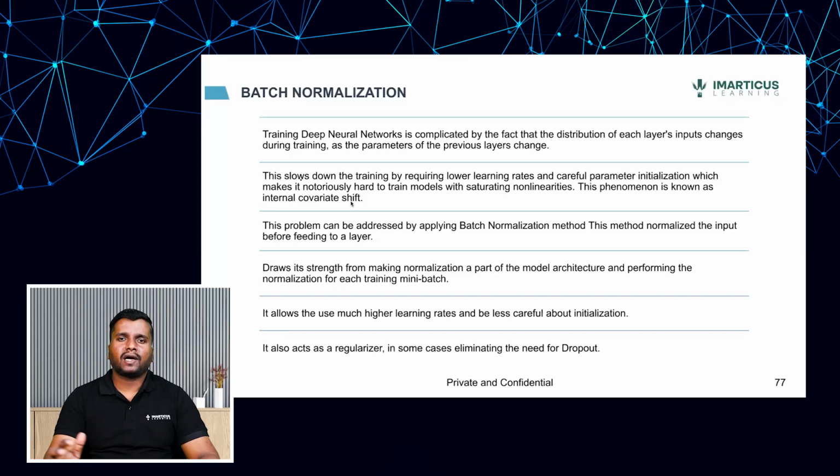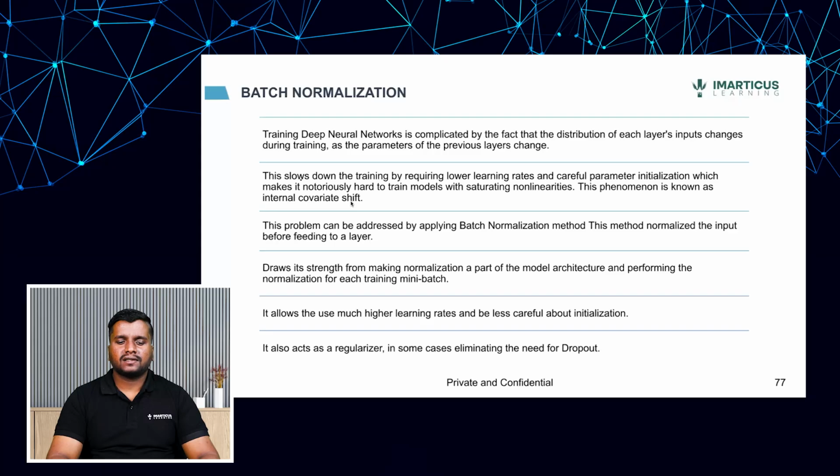Deep learning backpropagation, gradient descent operation, and learning rates will all get affected because of that internal covariance shift. This problem can be addressed by applying the batch normalization method. The batch normalization method normalizes the input before feeding to a layer. It draws its strength from making normalization a part of the model architecture and performing the normalization for each training mini batch. It allows the use of much higher learning rates and being less careful about initialization of the weights.